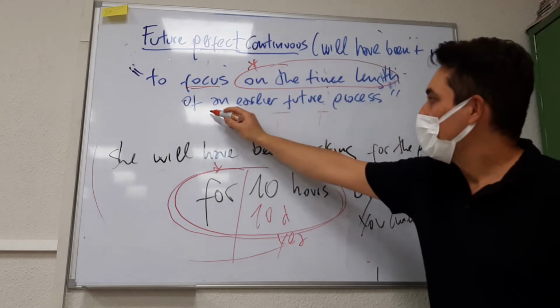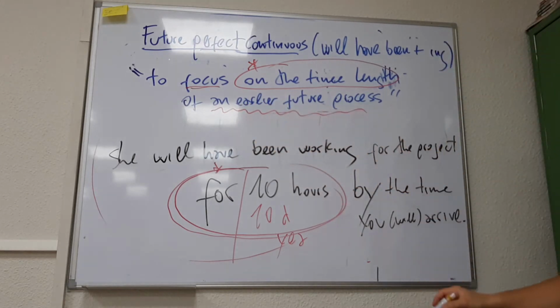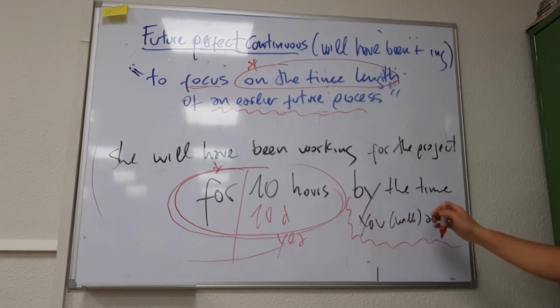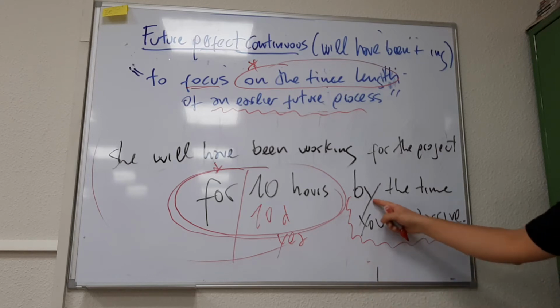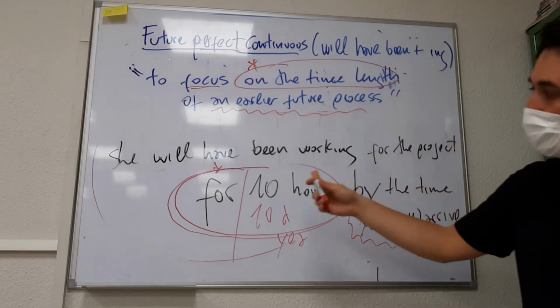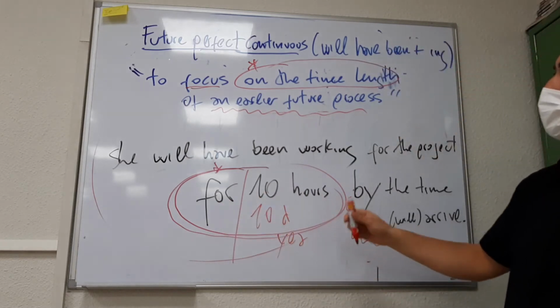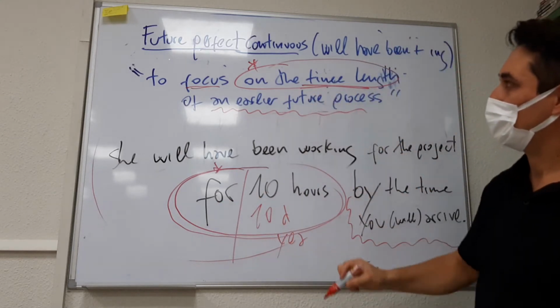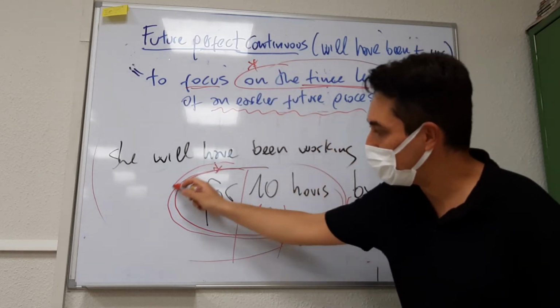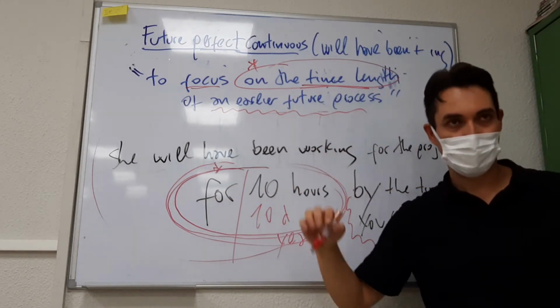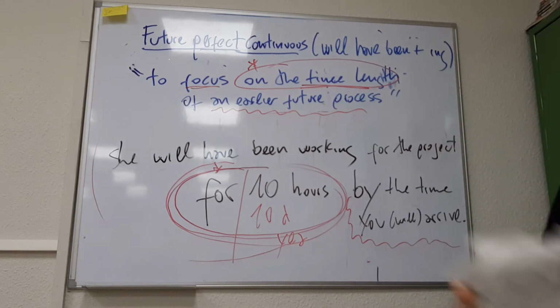And then earlier future process. By the time you arrive. This is the other time reference. Para cuando llegues, para cuando esto, para cuando lo otro. By the time you arrive. But here, this is the focus: for 10 hours, time length. Future perfect continuous, emphasis on the time, on the duration. So far so good?